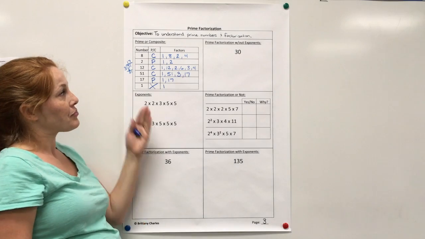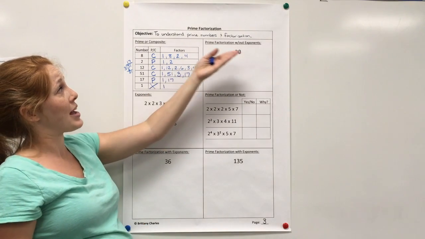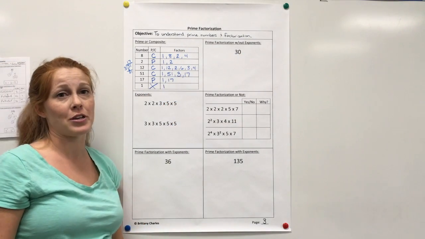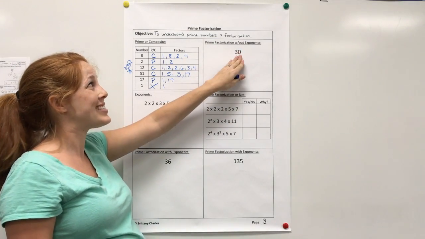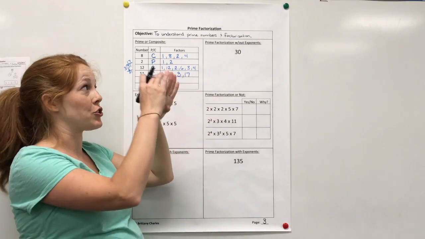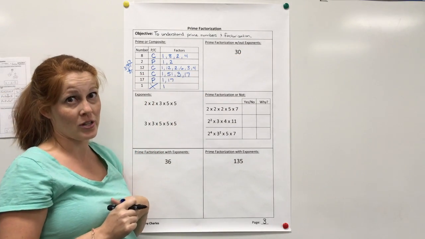All right, next we're going to look at how to do a prime factorization. Basically, the goal of a prime factorization is to break down a composite number until you're left with only prime numbers.